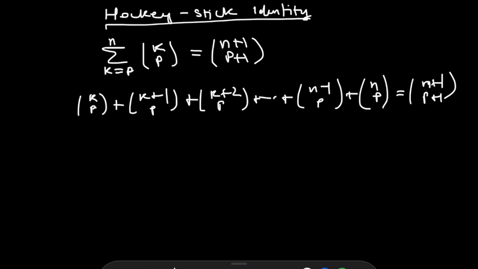So let's see how we can prove this identity using the committee forming argument. So on the right-hand side, notice that we have a group of n plus 1 people, and we're forming a committee of p plus 1 people.